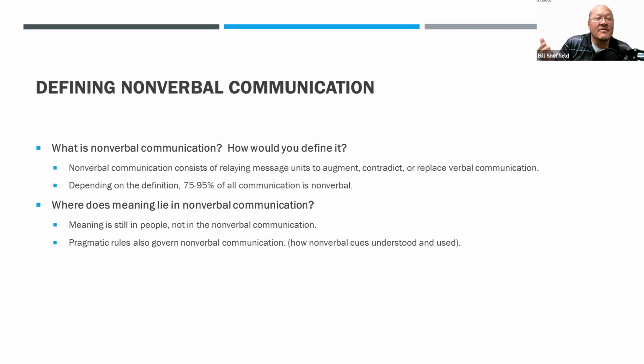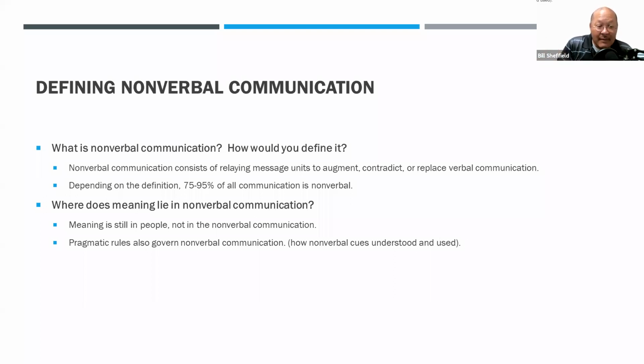And so again, the meaning of the message lies in the person and not in the nonverbal symbol or cue. Otherwise, again, those trees that people drew would have all been exactly the same, right? And so you still have the same thing with nonverbal communication that you have in verbal communication.